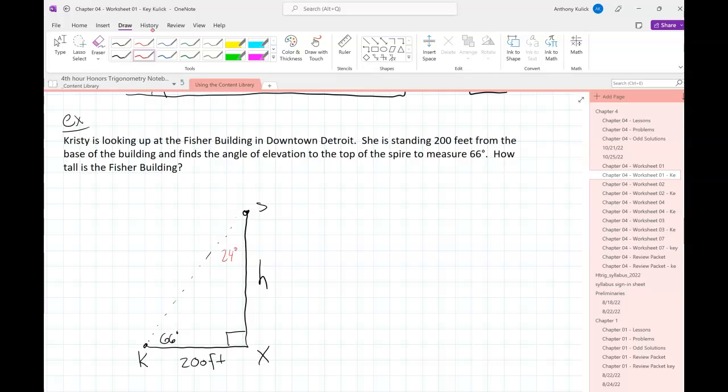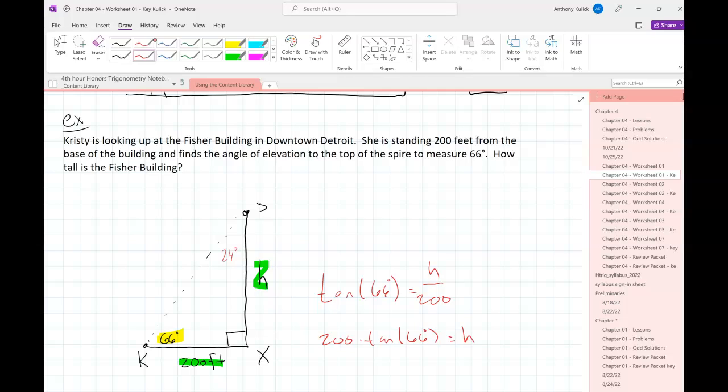Paul, you said you had an idea? Yeah. Tangent 66 degrees equals 200 over H. Relative to the angle 66, we know adjacent, we're looking for opposite. So we can just say tan of 66 equals opposite over adjacent. Multiply both sides by 200. And then it's calculator time, right?